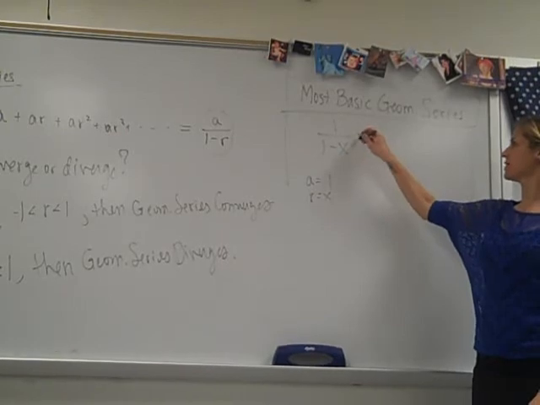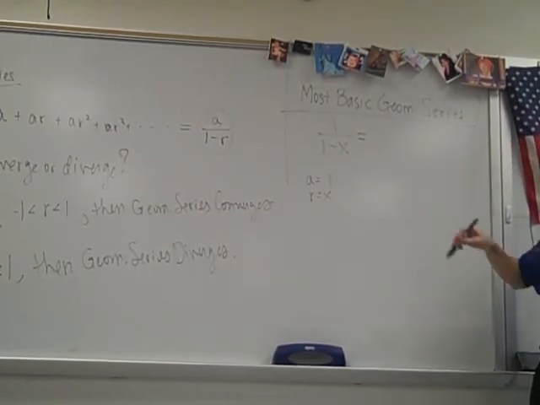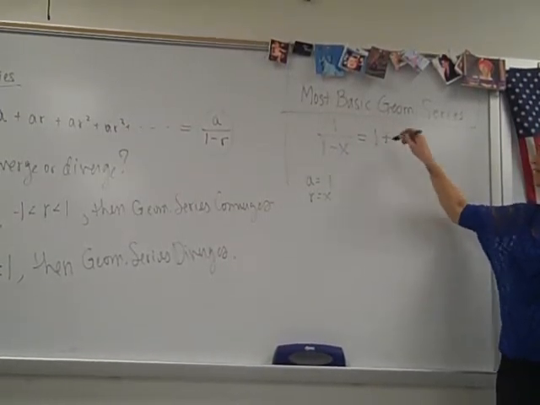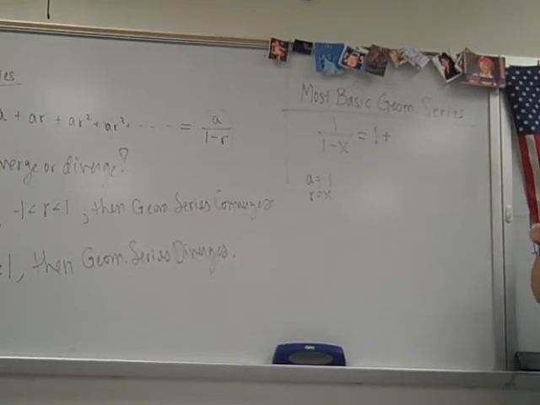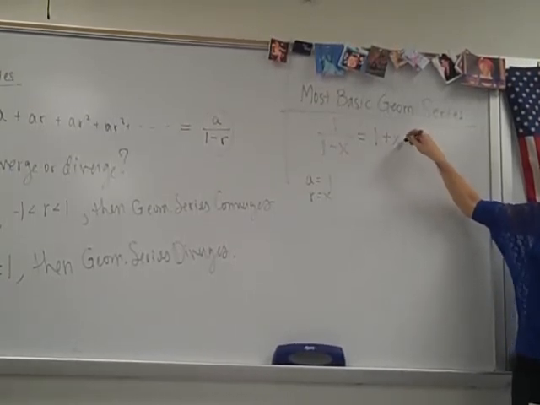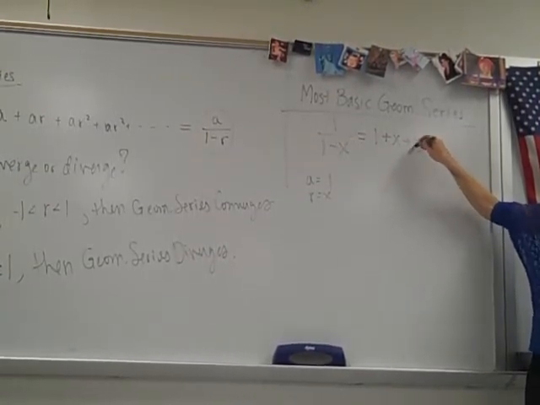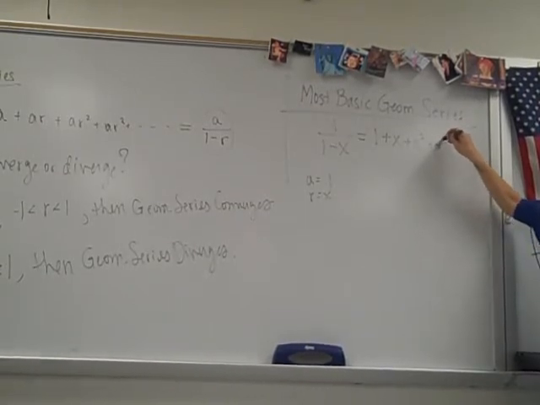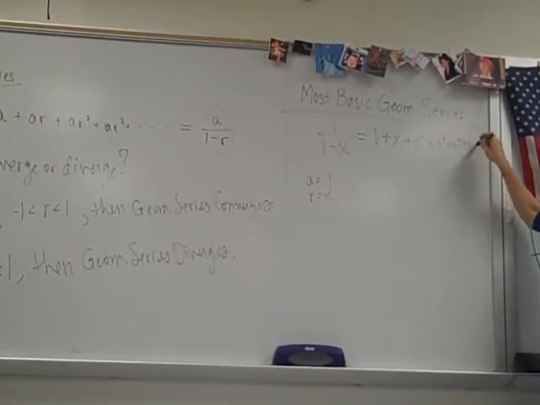A is 1 and R is x. So if I were to write this out, the first term would be a 1. What would the second term be? 1x. Yep, x is my multiplier, so 1 times x is x. What would my next term be? X squared. Awesome. 1x squared, x to the third, x to the fourth, and so on.